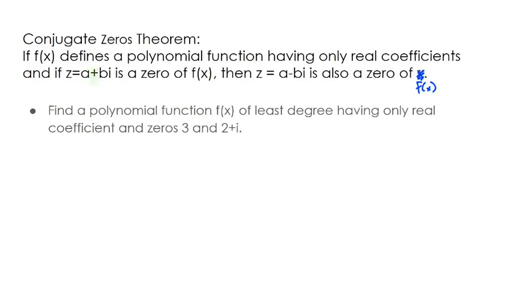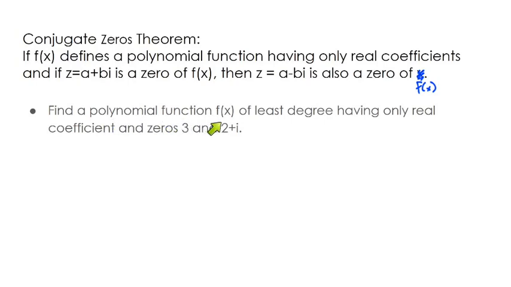So if you have, for example, let's say this 0 was 3 plus 4i, then we'd automatically know that 3 minus 4i is a 0. If it was given to you that, let's say, negative 2 minus i was a 0, then you'd also know that negative 2 plus i would be a 0. So that's what the conjugate zeros theorem says. So now that we have that basic understanding, let's look at this example.